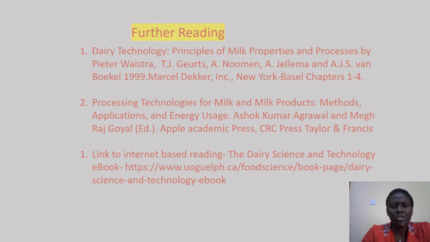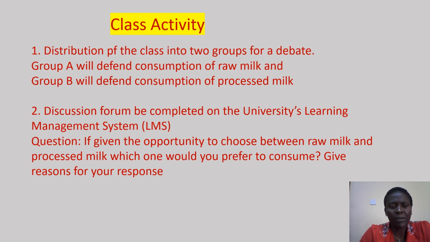Part of the work to be done today is that there will be a distribution of the class into 2 groups for a debate. Group A will defend consumption of raw milk, and Group B will defend consumption of processed milk. You prepare against the next class. Then we have the discussion forum, which is opened on the university's learning management system. The question is: if given the opportunity to choose between raw milk and processed milk, which one would you prefer to consume?